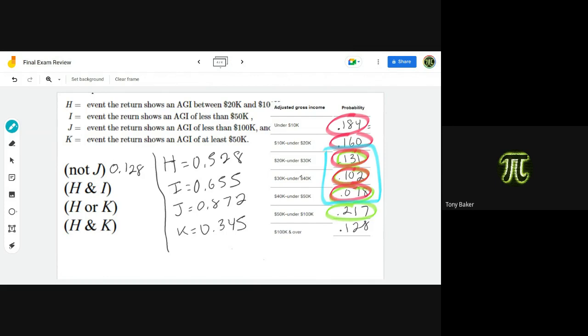Okay, does that make sense? Because remember, and's got to be in both of them. So we're going to add up those three numbers right there. So we got 0.131, 0.102, plus 0.078. We get 0.311.